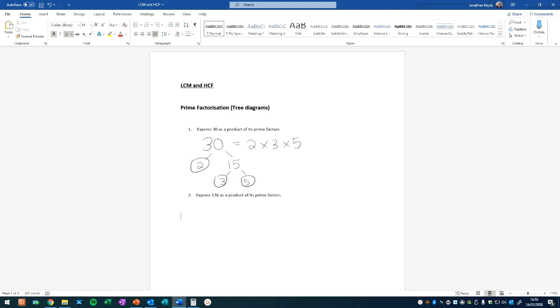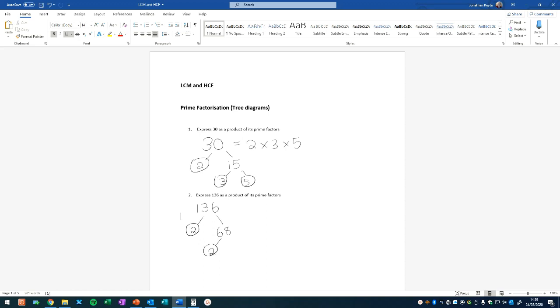So let's try another one now. Express 136 as a product of its prime factors. So nothing changes, we go about it the same way, it's just going to be a slightly longer process. So 136, 2 goes into that. If it's even, 2 will always go into it. And that goes into 136 68 times, I think. 2 also goes into 68, so circle that.